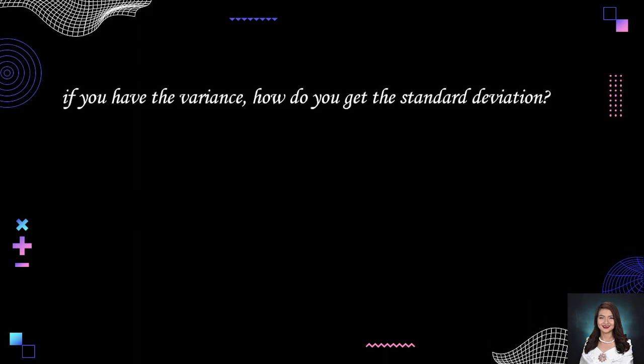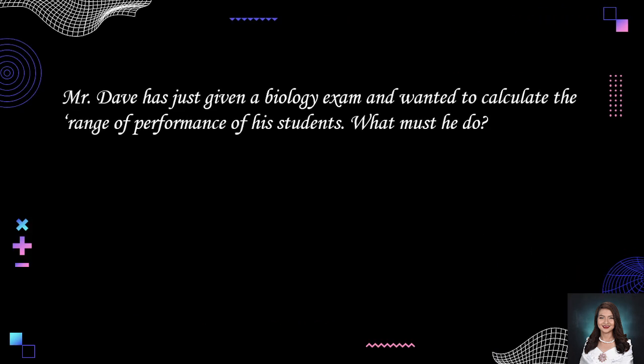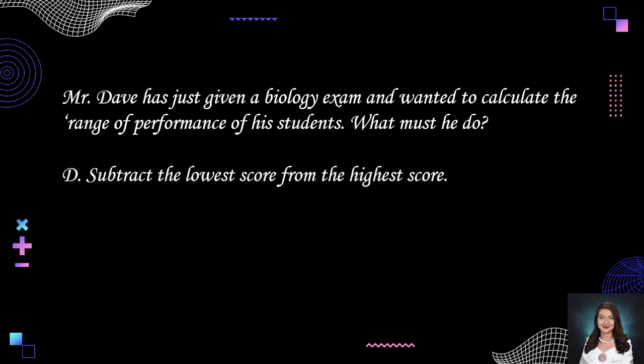Next one, if you have the variance, how do you get the standard deviation? You're just going to take the square root. Next one, Mr. Dave has just given a biology exam and wanted to calculate the range of performance of his students. What must he do? The answer here is subtract the lowest score from the highest score. As we have said, range is the difference between the highest score and the lowest score.